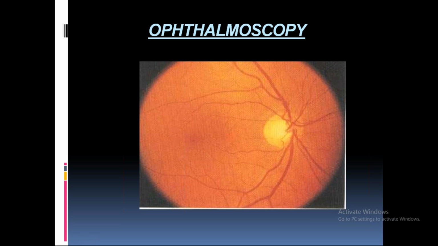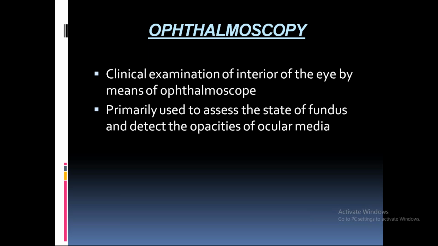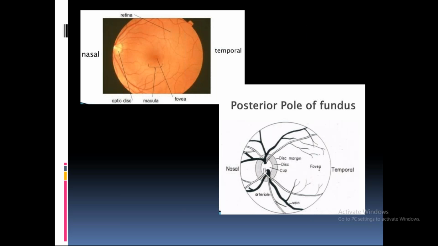This is a picture of the fundus. The test is called ophthalmoscopy. It is a clinical examination of the interior of the eye by means of an ophthalmoscope, primarily used to assess the state of the fundus and detect opacities of the ocular media. For diagnosis of diabetic retinopathy, hypertensive retinopathy, sickle cell retinopathy, any changes in the fundus, glaucoma, optic neuritis, macular edema, for all the diseases of the retina, you have to do ophthalmoscopy.